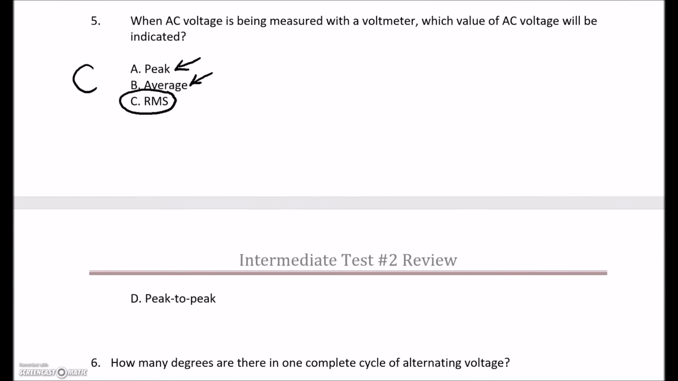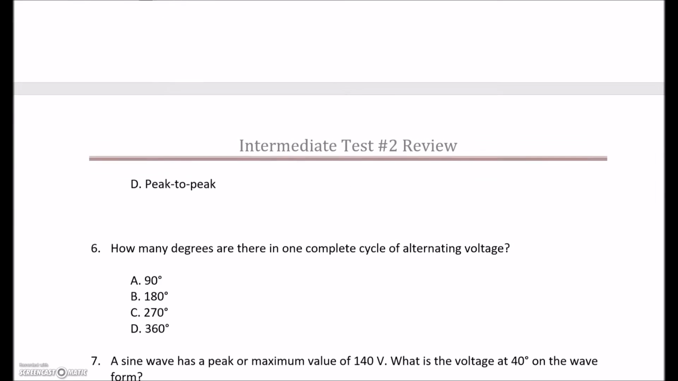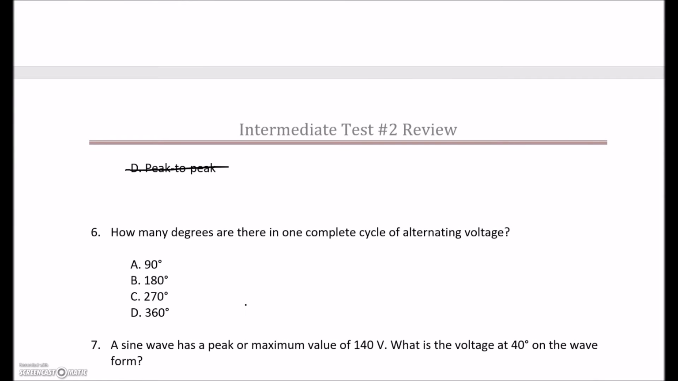Okay, let's move on, guys. Let's move on to the next page here, number 6. Looks like I dropped down. I missed the answer there, but we know it's not the peak-to-peak voltage either. All right, just eliminate that. So we can move on here.